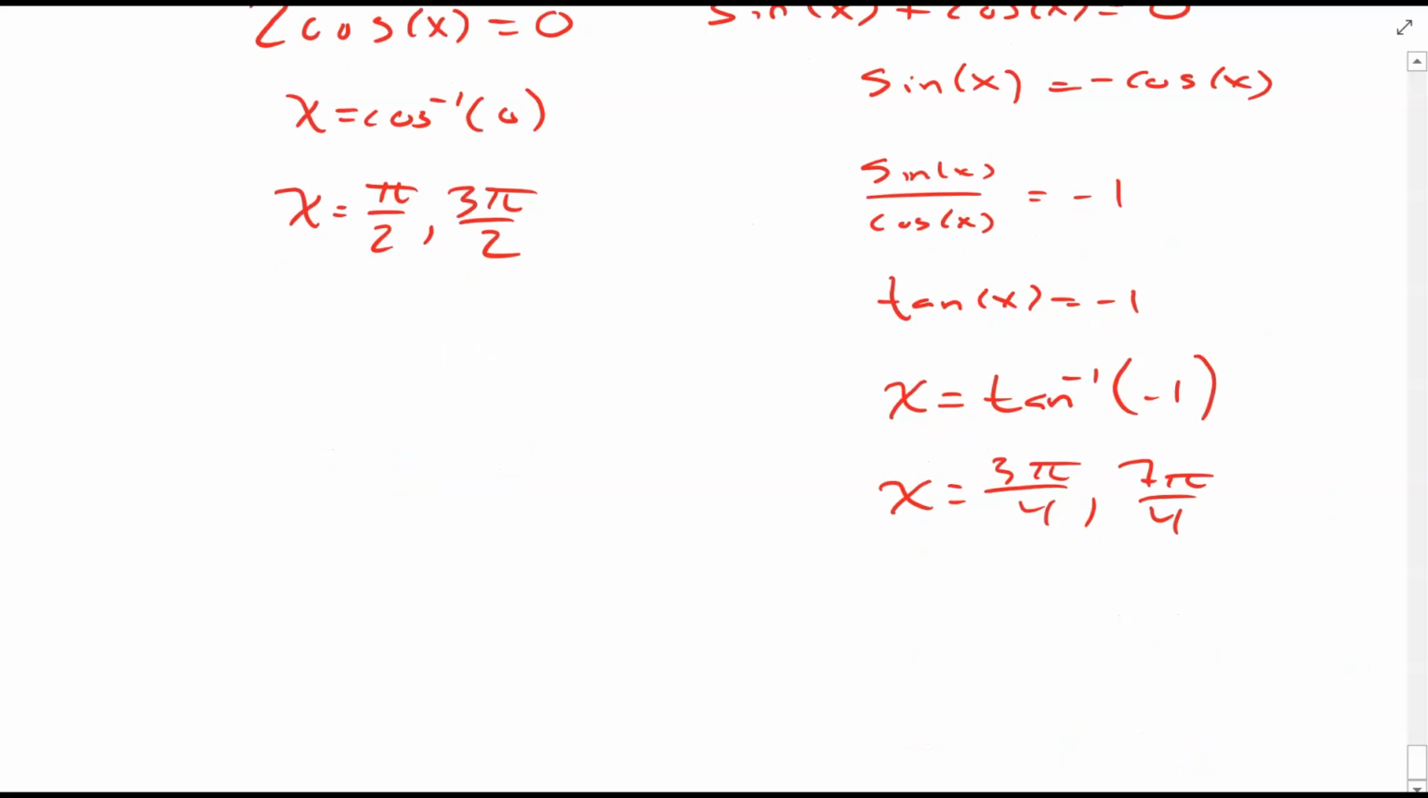Now, none of these are the actual answer I want, right? Because none of these are actually on the interval from negative 4 pi to negative 2 pi. What am I going to do to get there? If I subtract 2 pi, I'm still not going to be there. I need to subtract 4 pi from each of these. Everybody's okay with that?